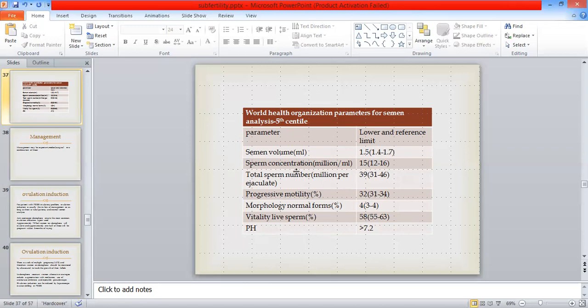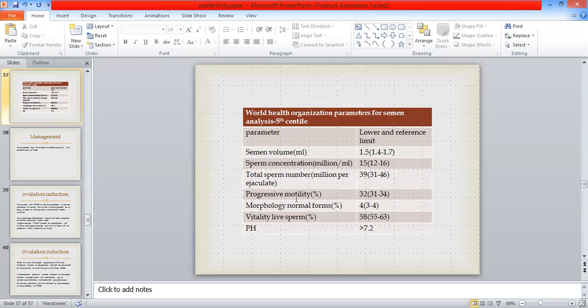Sperm concentration: how much sperm will be present? It will be 15 million per ml. In 1 ml there should be at least 15 million sperm, and the range is 12 to 16 million. Now, the total sperm number, million per ejaculate, should be 39 million per ejaculate. The range is 31 to 36.